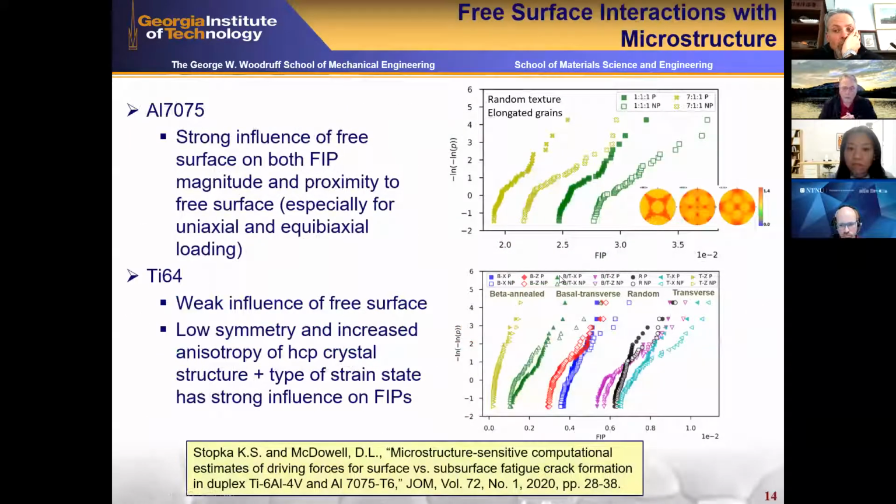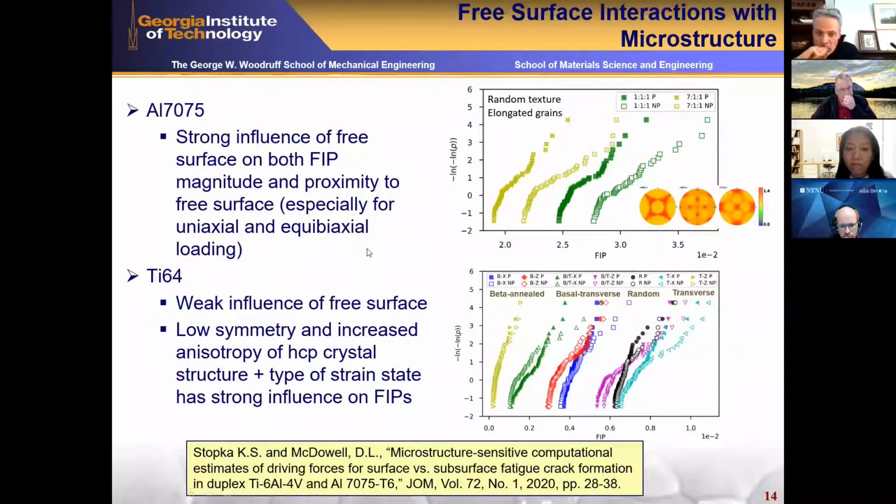Now, more recently, this is work just published in JOM in 2020 by Chris Stopka, a student of mine. Very interesting. Free surface interactions with microstructure. Classical textbooks will say fatigue is a surface phenomenon, and yet when you look at very high cycle fatigue, cracks often are observed to form in the subsurface because there might be preferred sites that have high driving force in the subsurface in this transition or flip from surface to subsurface.